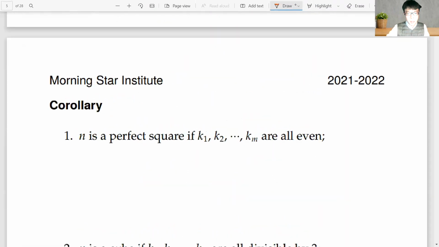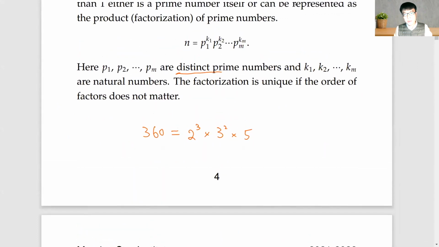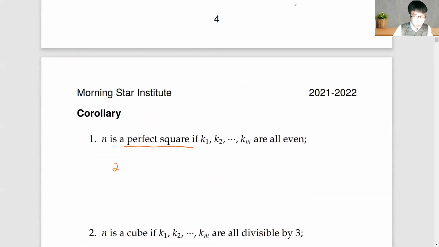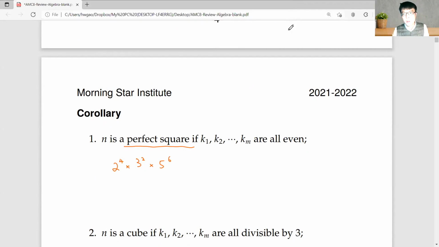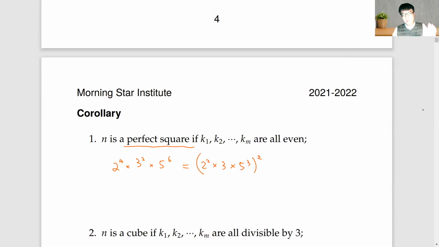The first one, we can use prime factorization to characterize a square number. A number n is a perfect square if we only look at the exponents and all exponents are even. The exponents are k1, k2 up to km. So an example is like I have 2 to the 4th power times 3 squared times 5 to the 6th power. Here the exponents are 4, 2, and 6. They are all even. So this can be written as a square, because it is 2 squared times 3 times 5 cubed, and the whole product squared, which doubles the exponents. So that's why we require every exponent to be even to characterize a perfect square.